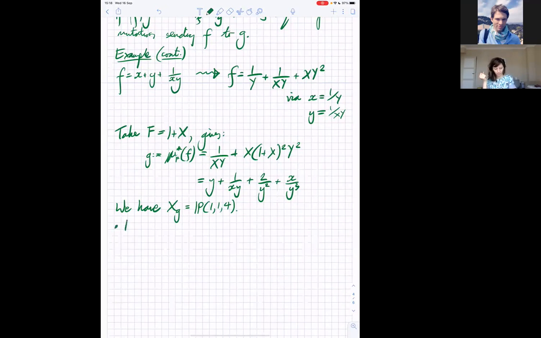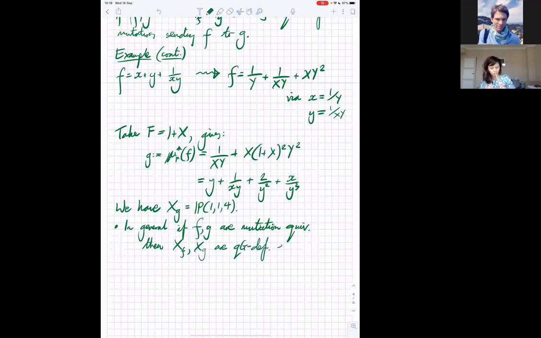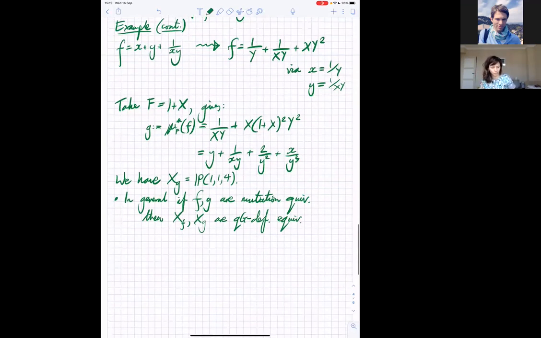And in general, if F and G are mutation equivalent, then X_F and X_G are Q-Gorenstein deformation equivalent. And the expectation is that the converse is also true.